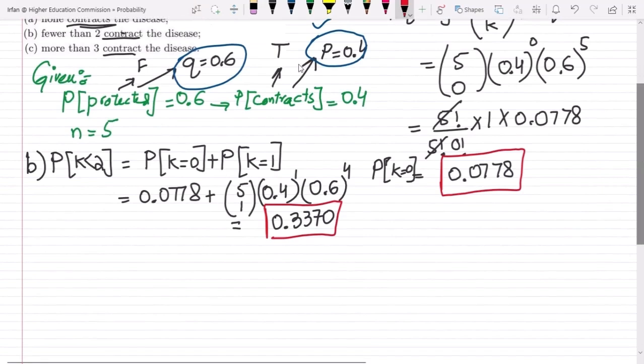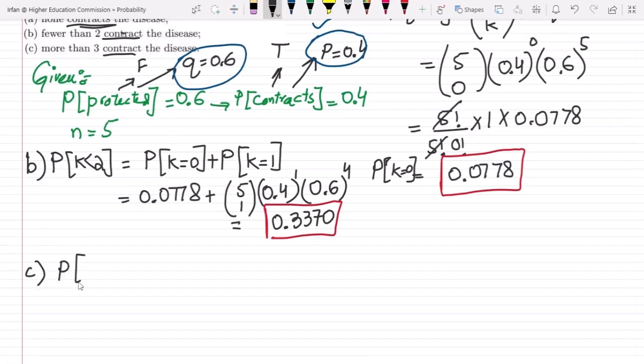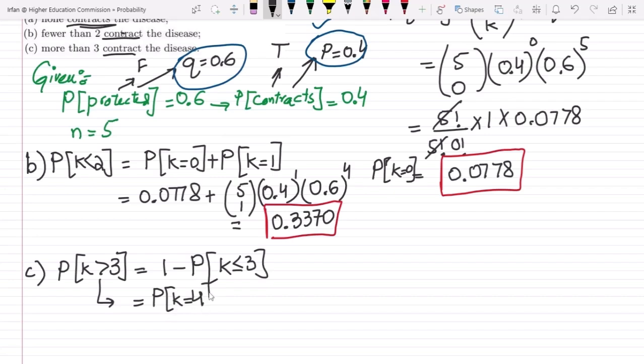So let us move to part C, and part C of my question is more than 3 contract the disease, meaning the probability that k is greater than 3, or it can also be 1 minus the probability that k is less than or equal to 3. Whatever is feasible for you, you can do it, but in this scenario we can very clearly see that the probability that k is greater than 3 will be easier if I find the probability that k is equal to 4 plus the probability that k is equal to 5. So this is what we have.